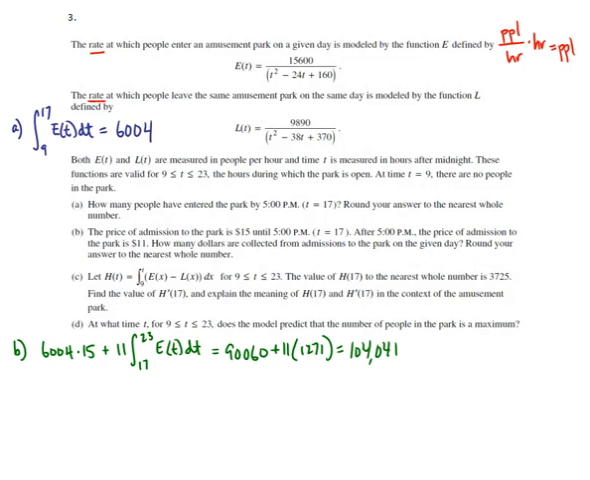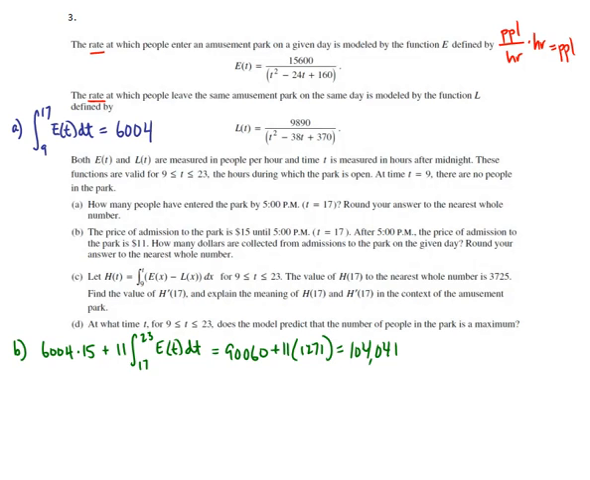Part C says let h of t equal the integral from 9 to t of e of x minus L of x dx for t goes from 9 to 23. The value h of 17 to the nearest whole number is 3725. Find the value h prime of 17 and explain the meaning of h of 17 and h prime of 17 in the context of the amusement park.